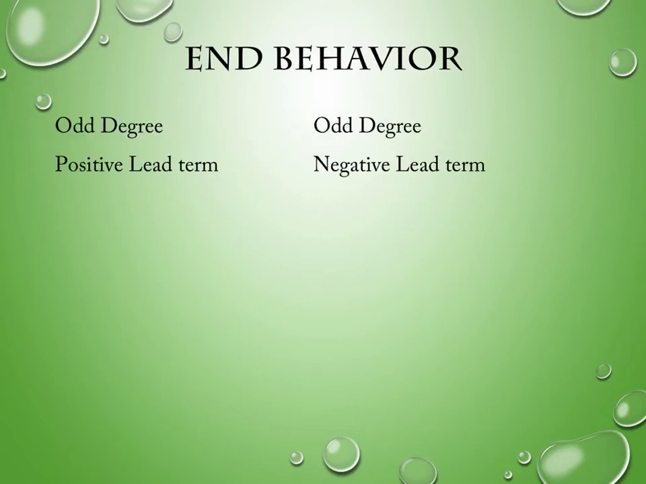All right, so looking at end behavior, we have a couple of possibilities. One possibility is that we have an odd degree, right? So the highest exponent is something that is odd. And it has a positive leading term.